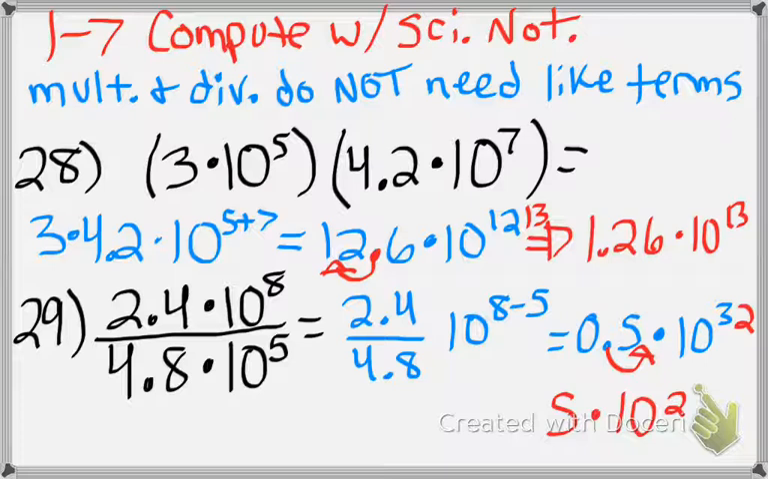Now, if they wanted the answer in just regular standard form, yeah, you could do 5 times 10 to the second power and get 500. But if you're going to put your answer in scientific notation form, here you go. So this was an example of multiplying and dividing where you do not need like terms.